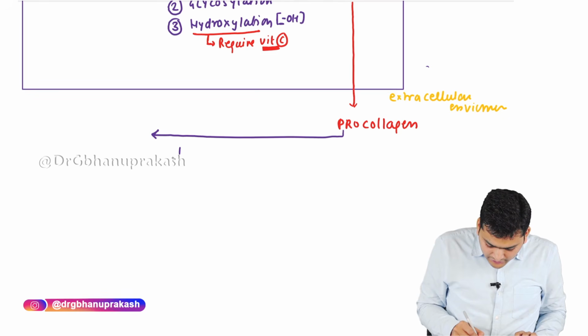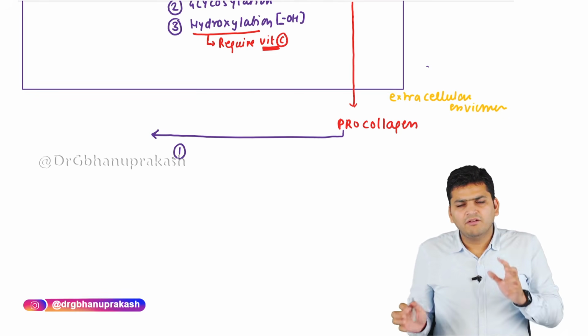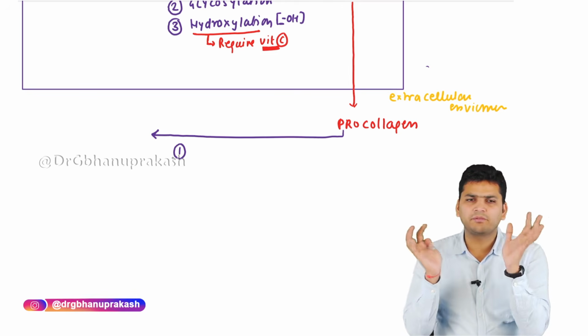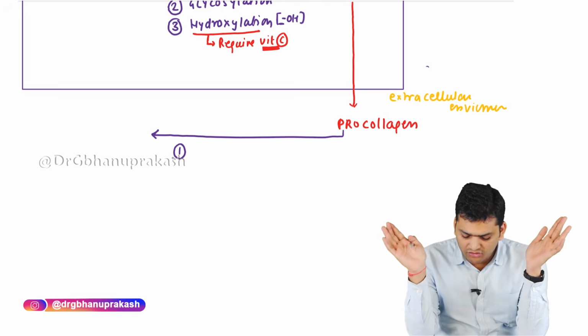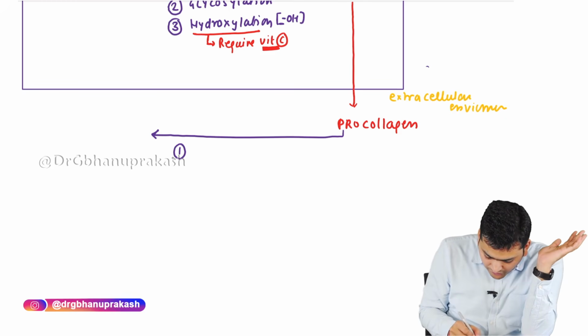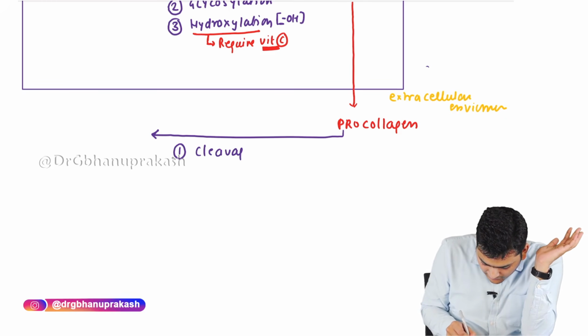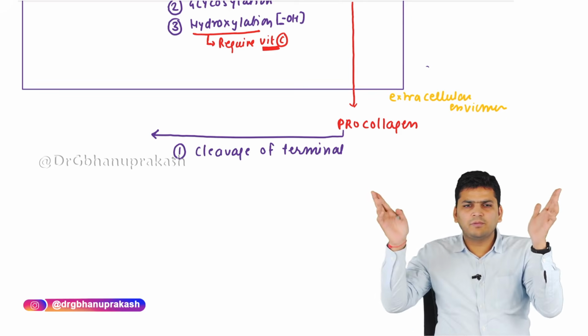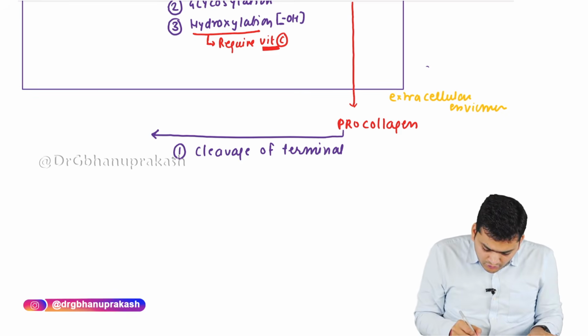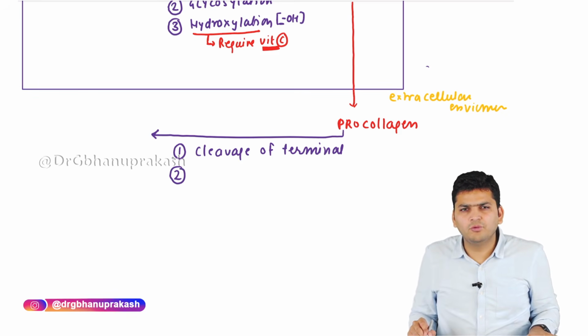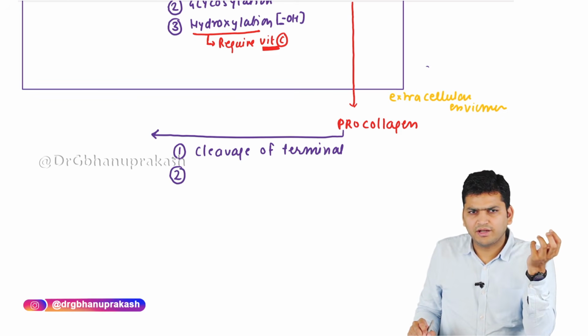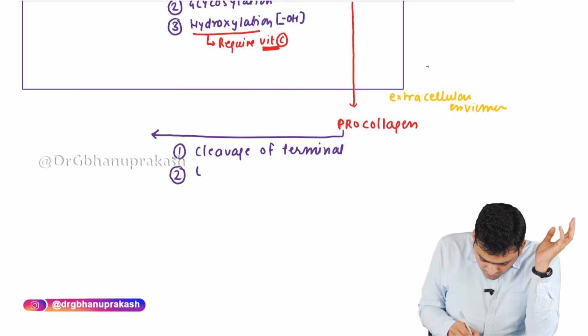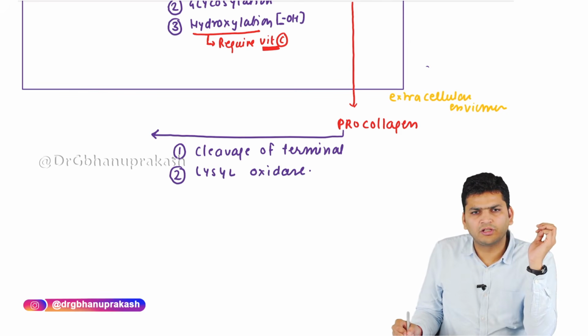To make it stronger, the first thing that we do is we cleave the terminal part, meaning we remove the terminal parts of the pro collagen. That is called cleavage of the terminals. Once you do that, then we do the oxidation process, that is lysyl oxidase, which is going to come and work on the pro-collagen.